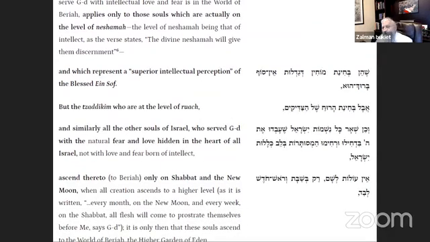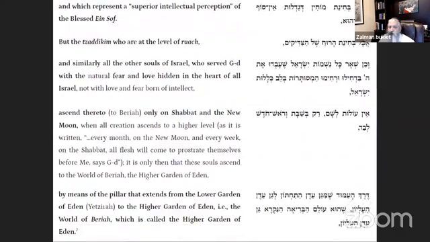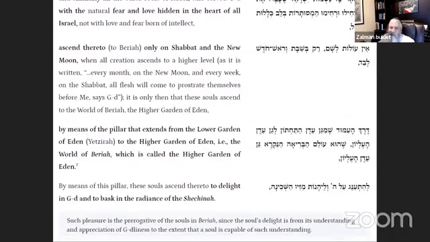But tzaddikim whose level is on ruach, they're more emotional than intellectual. And similarly to other souls of Israel, which serve God with love and fear of God, but they serve it not even with emotions, they serve it with their hidden emotion. They don't serve it with intellect. They do not go to the world of Bria during the week. They go to the world of Bria only on Shabbos.